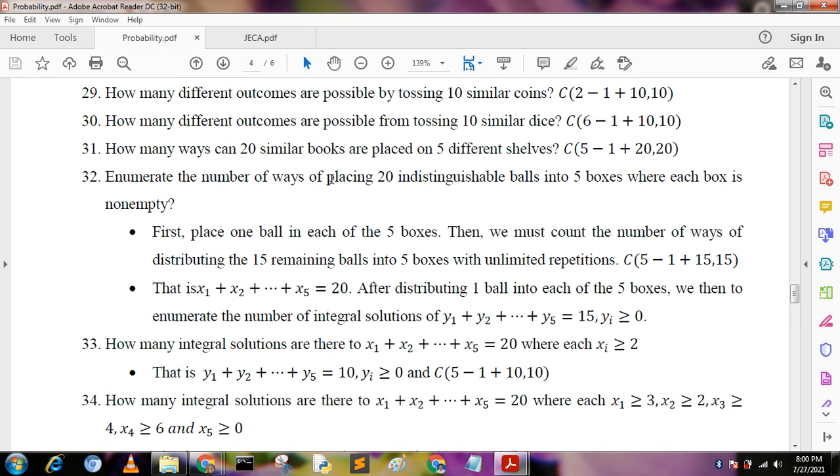Next question. Enumerating the number of ways of placing 20 indistinguishable balls into 5 boxes where each box is non-empty. First, place 1 ball in each of the 5 boxes. So the 5 boxes are already filled, and now there are 15 balls remaining. Then we must count the number of ways of distributing the 15 remaining balls into 5 boxes with unlimited repetitions. So we write it as C(5-1+15, 15). That is x1 plus x2 plus up to x5 equals 20. After distributing one ball into each of the 5 boxes, we then enumerate the number of integral solutions of y1 plus y2 plus up to y5 equals 15, where y is greater than or equal to 0. This is the formula and this is the answer.